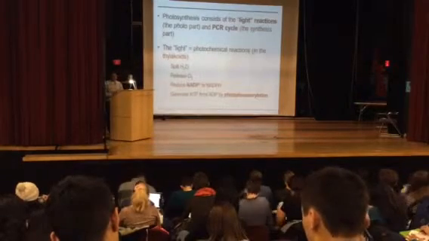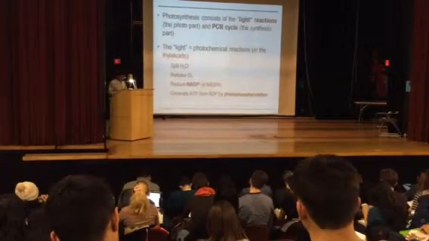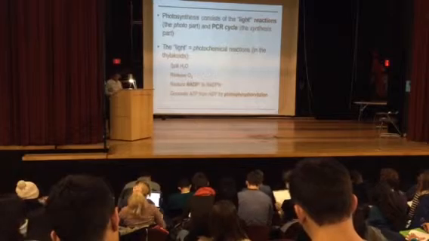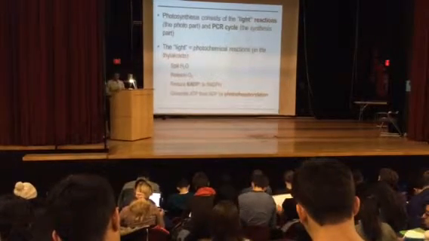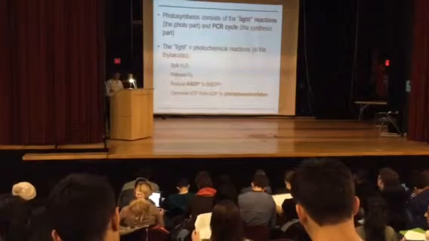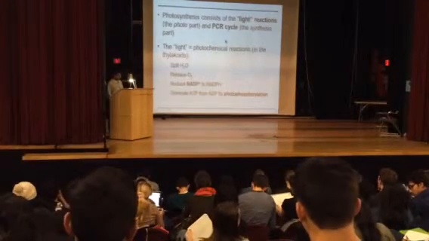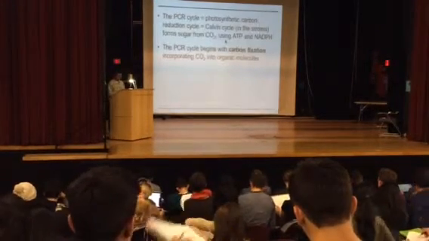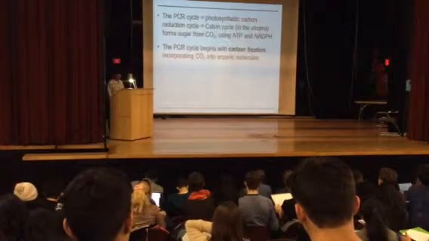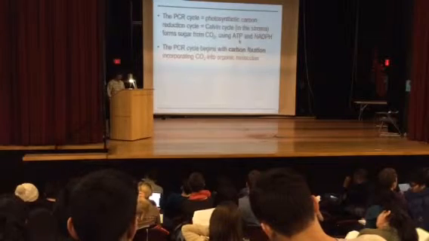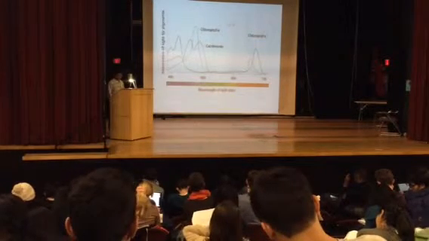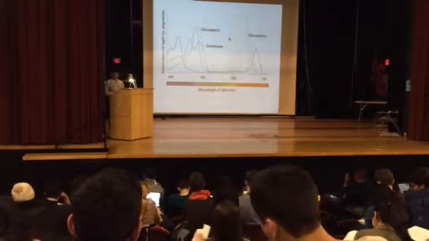So all of that will happen when we take a look at the Calvin cycle, the PCR cycle. But before we get to look at that, we do want to take a look at what happens in the light reaction. So we will come back to the PCR cycle, but let's take a look at what happens in the light reaction. So I'm going to focus on the pigments for a little while.